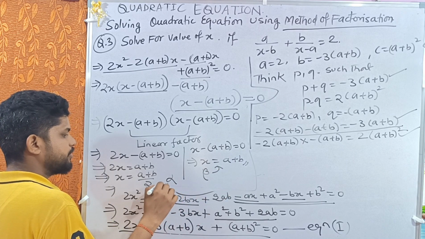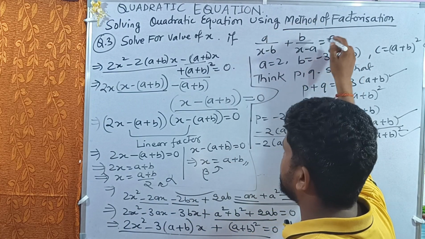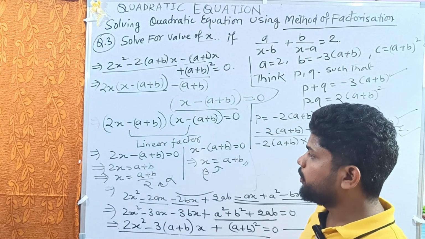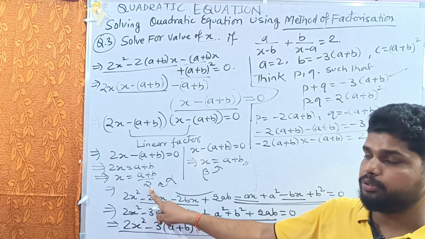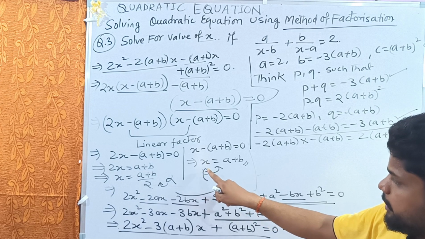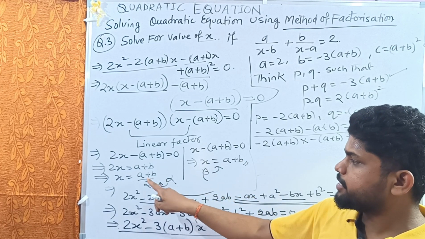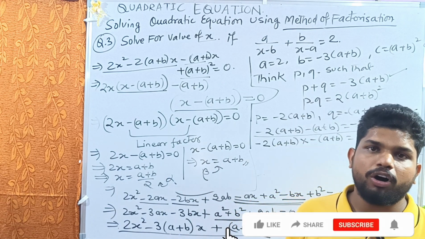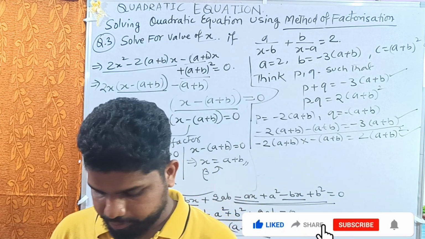So for this quadratic equation we have got two roots: the first root is x equals (a plus b) divided by 2, and the other one is x equals a plus b, which are the values of alpha and beta. I hope you all have understood the things. Let us take more examples.